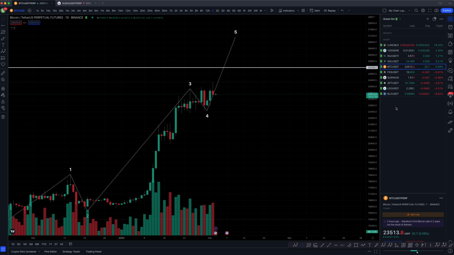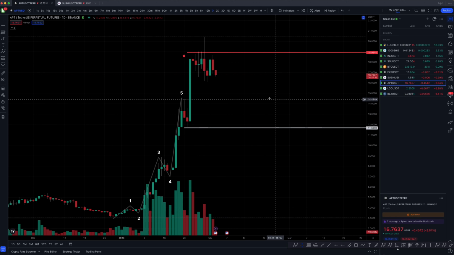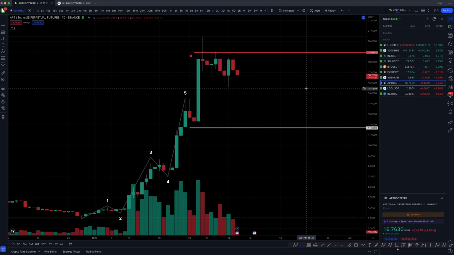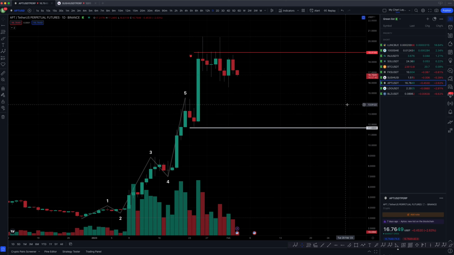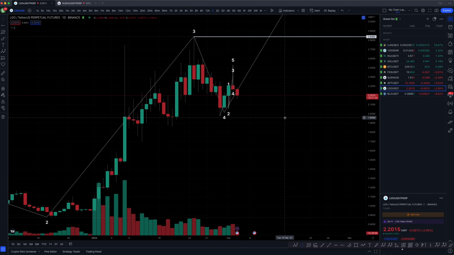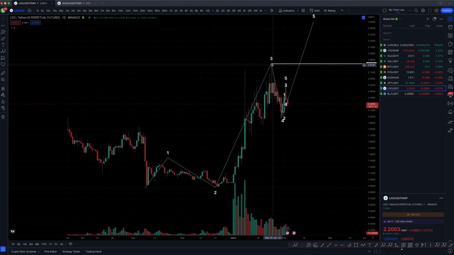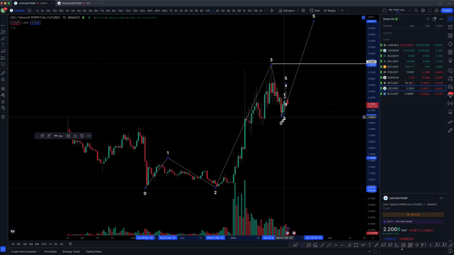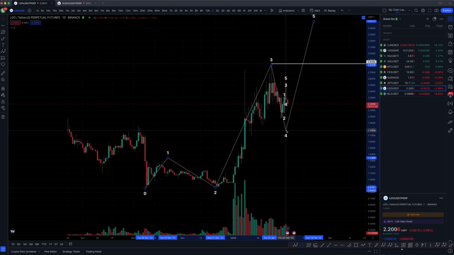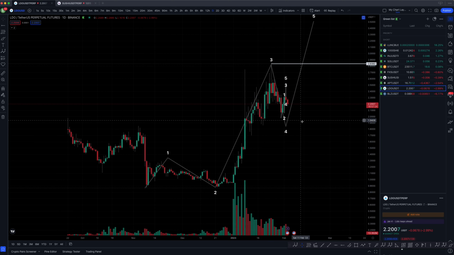So I selected these tokens for now. APT is always in my list, always. I mean, I will long it, whatever is the case, if it goes for the highs. LDO, we were looking at it yesterday, and on a bigger time frame, this is what I see for now, unless we break down and it keeps going down.